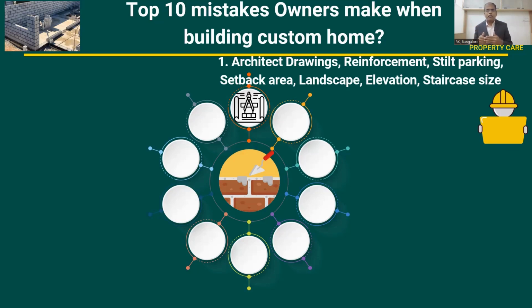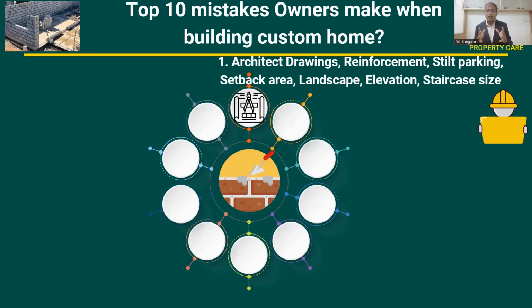Similarly, in the bathroom, where is the shower coming? Where is the closet coming? What is the size of the bathroom? And the plumbing lines: from the overhead tank, how does it reach your house? How does it reach the tenant? From the sump, how does it get pumped to the terrace? So this is plumbing and electrical. These are the drawings we should get.